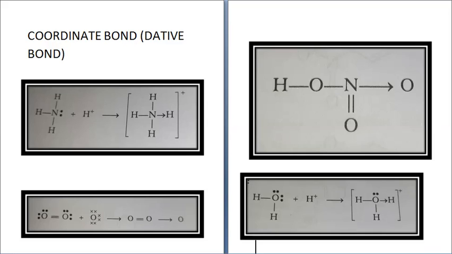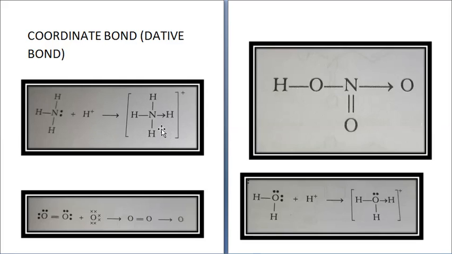Okay, so an example of coordinate bond is formation of ammonium ion. Now in ammonium ion, NH3 plus H+ gives you NH4+, the ammonium ion. Now in this, nitrogen has the lone pair of electrons and hydrogen does not have any electrons. So with this lone pair, nitrogen forms a coordinate bond with hydrogen.